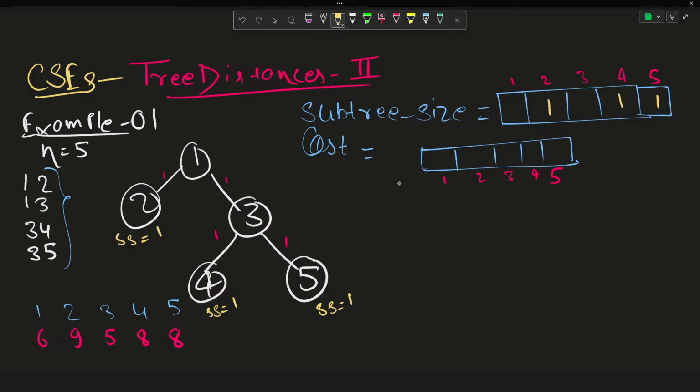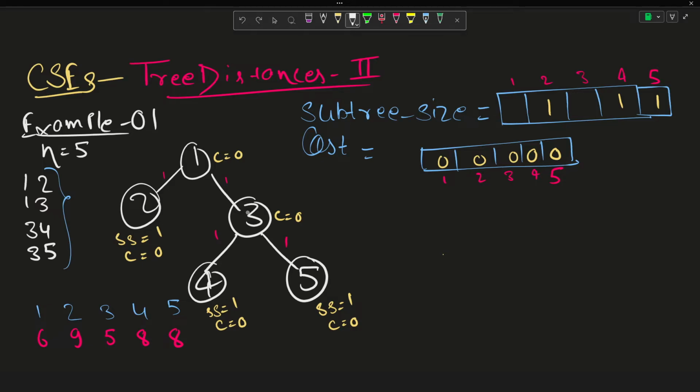I will very soon tell you how this will help us calculate the required thing. Initially, every value present in this cost array will be 0, right? As I just told you, we will calculate the subtree size for every one of these vertices. So how will we calculate them?